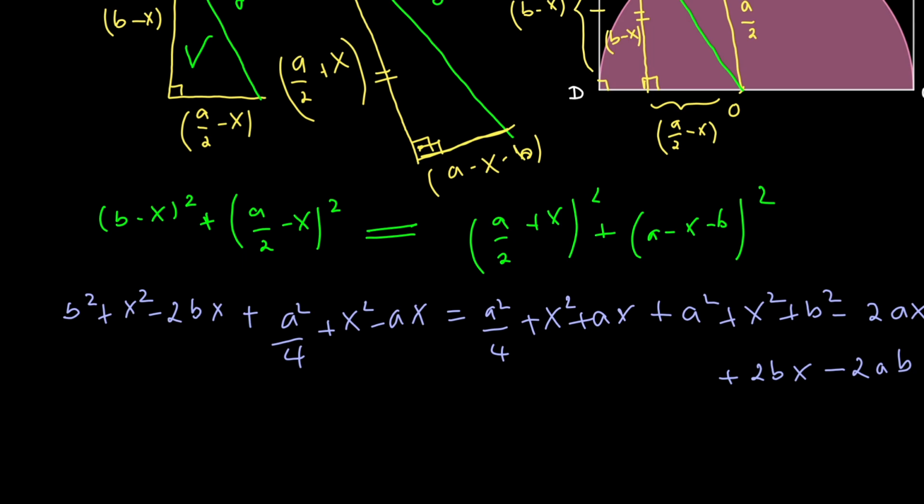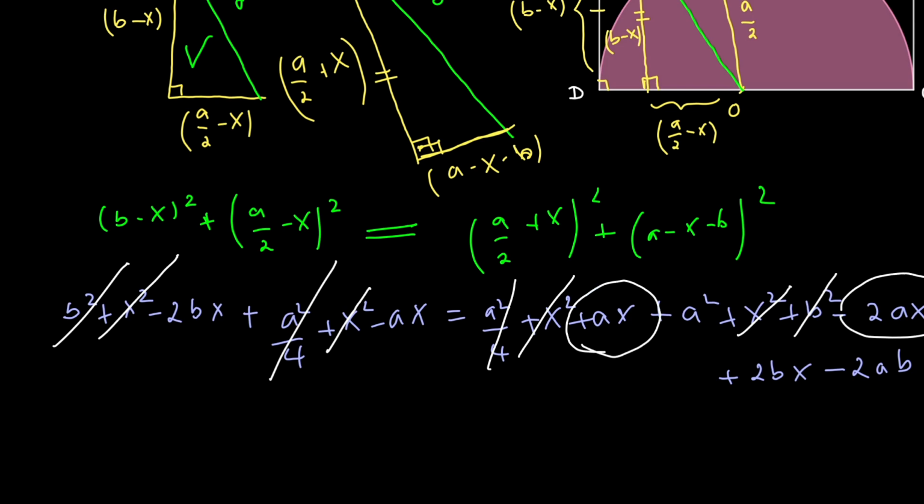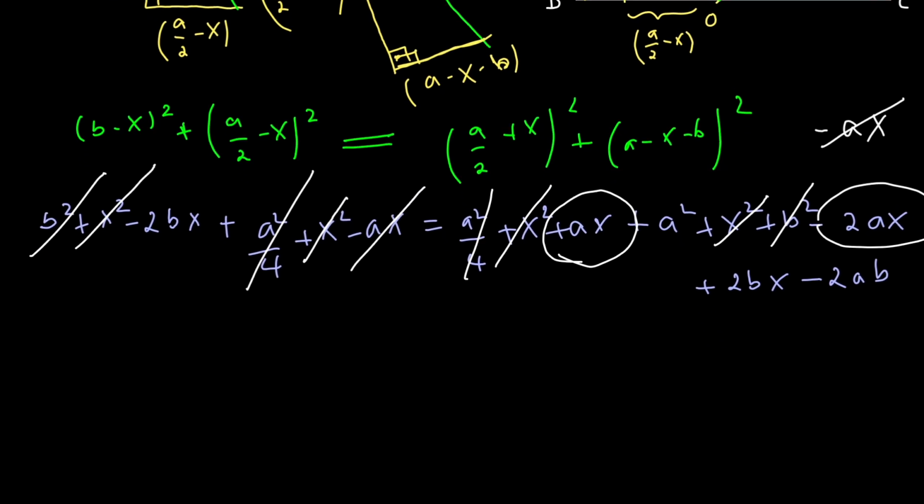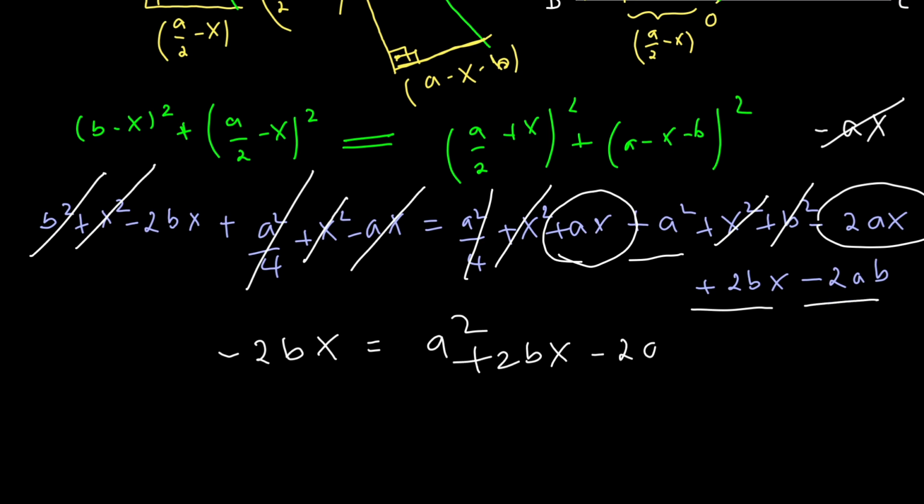Now we can see that some common terms are present on both sides of the equals to sign, hence they can be eliminated. So the first thing I can notice is a square upon 4. Now I can see positive b square, then we have positive x square, again a positive x square, again a positive x square. Here I can see plus ax minus 2ax, that will give me negative ax, and that can be factored out with this particular one. So what is finally remaining is negative 2bx equals to this a square, this positive 2bx, and this negative 2ab.